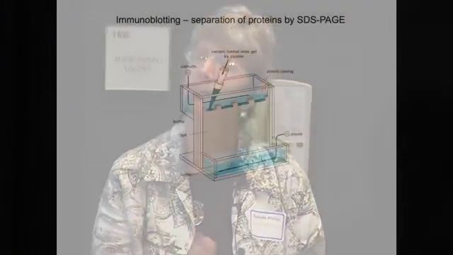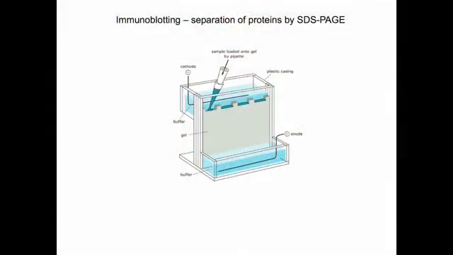Starting with the immunoblotting, there are three essential steps involved. The first step is to separate the proteins on a polyacrylamide gel. So what you do is you take your extract, you usually heat it in a buffer that contains SDS, which is a detergent that will coat the protein and unfold it, so the protein has no more secondary structure, and it renders the protein negatively charged because the SDS is negatively charged and coats the protein.